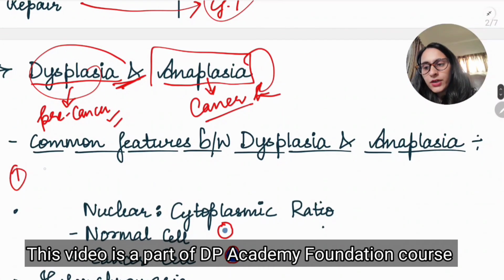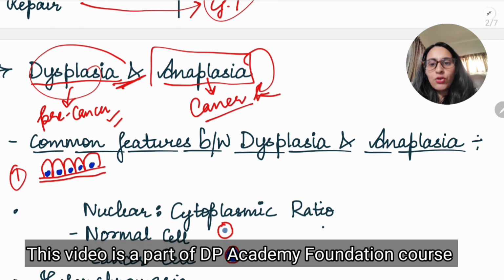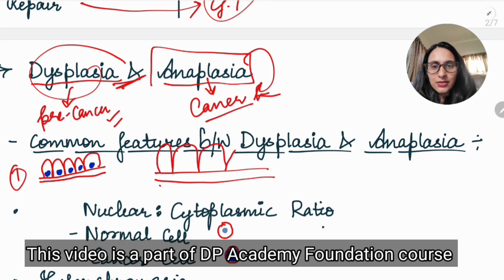So common features, the first one is loss of polarity. Normally, this is the basement membrane. We have the cells that line the basement membrane. They have their nucleus towards the basement membrane. This is how a normal cell looks. But if these are cancerous cells, these cancerous cells will have loss of polarity. So this is reversal of the polarity opposite to the basement membrane. Then they can have any kind of polarity. So this is loss of polarity that is seen in neoplasia, in dysplasia as well as anaplasia. Both of these will have, first, loss of polarity.